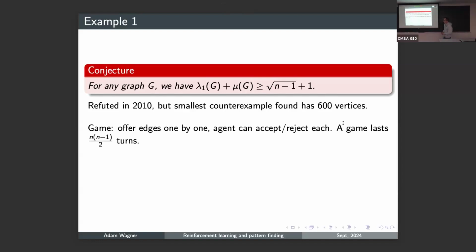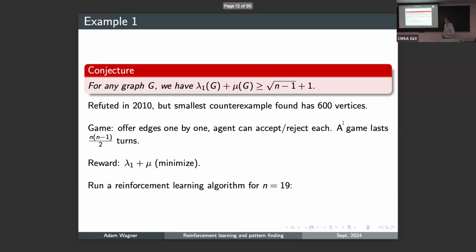Well, phrasing it as a game is very simple. We can just generate the graph edge by edge. And what should the reward function be? Well, we want to minimize lambda 1 plus mu. So we can just take the reward to be lambda 1 plus mu of the final construction. And minimizing this is the same as maximizing minus lambda 1 minus mu. So these are the simplest things we have to decide to get started with this method.